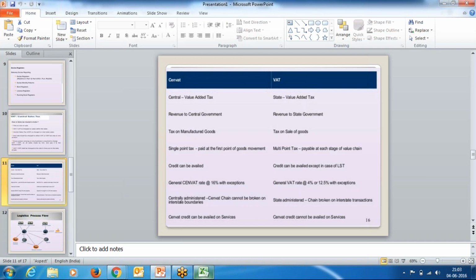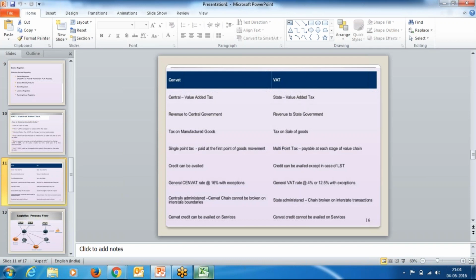In the same way, CENVAT is revenue to the central government, VAT is revenue to the state government. CENVAT is applicable on manufacturing of goods, while VAT is applicable on sale of goods. Then CENVAT is very much simpler because you have only a single point of tax collection, like a return paid at the first point of goods movement. But VAT is much more complex because there will be different types of VAT. Suppose you purchase material from different areas, so there are different stations to file its return.